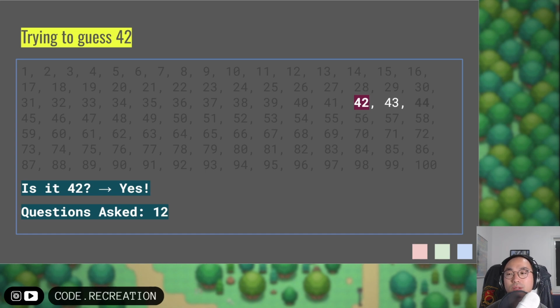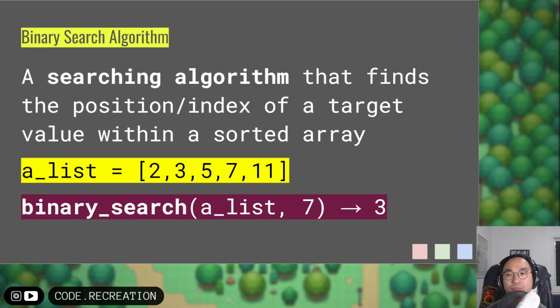And this algorithm comes from a concept called a binary search. What is a binary search? A binary search algorithm is a searching algorithm that finds the position or the index of a target value within a sorted array if it exists.